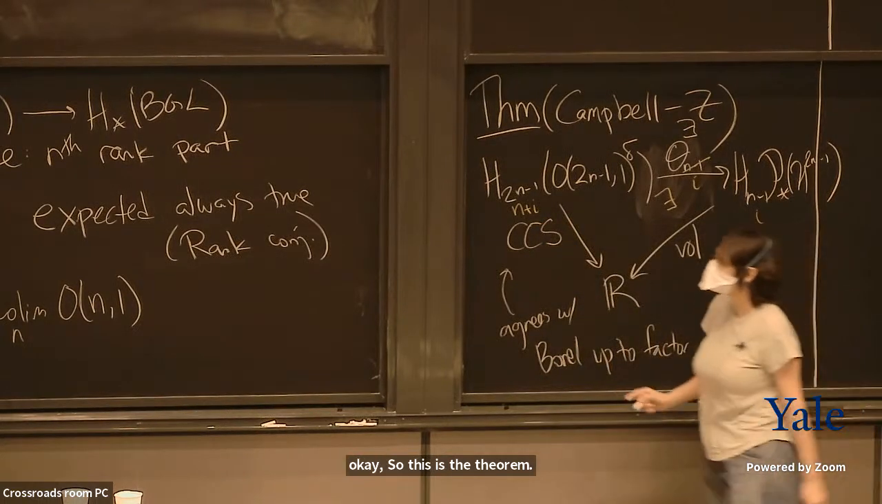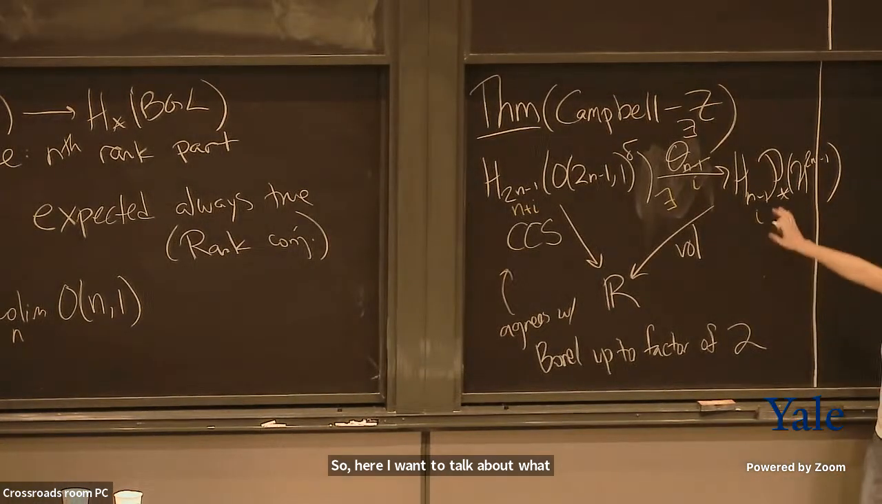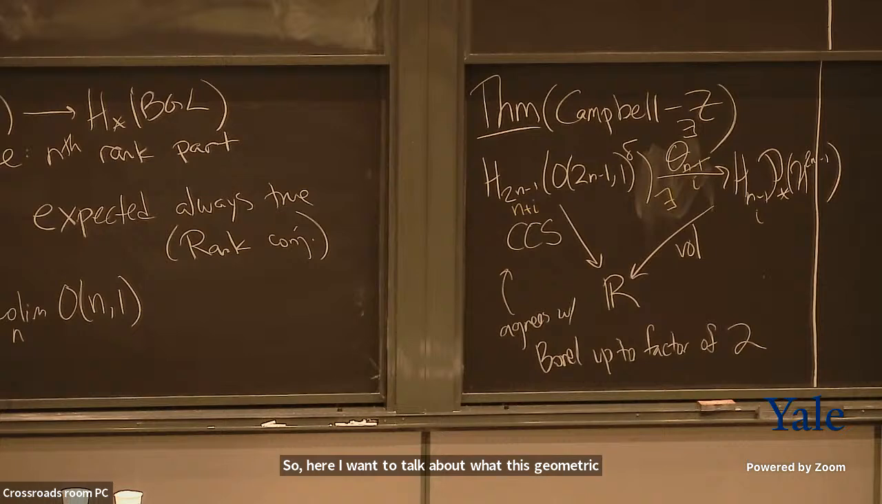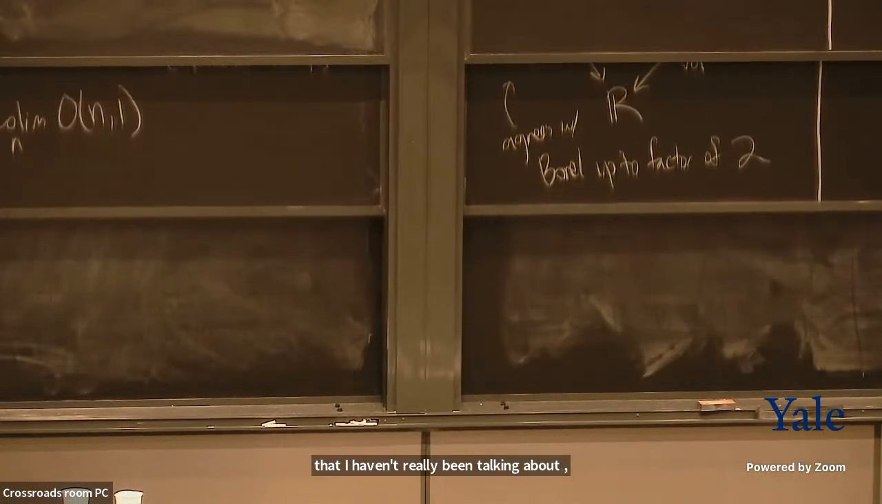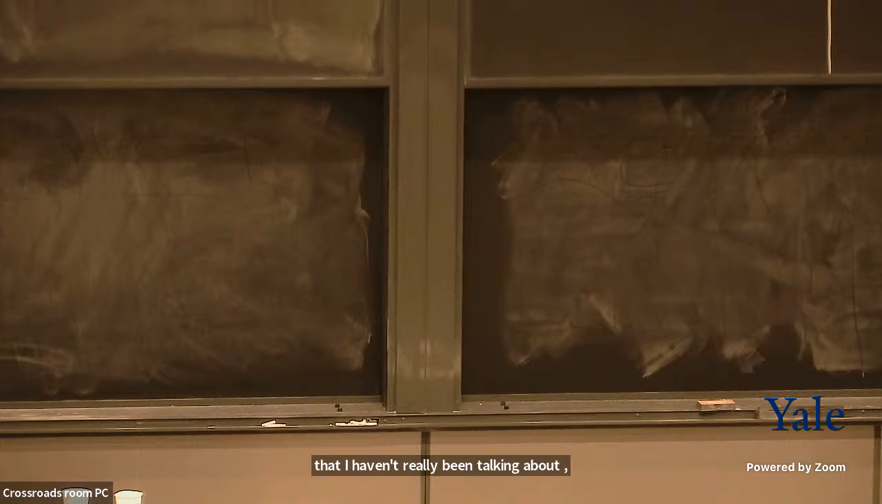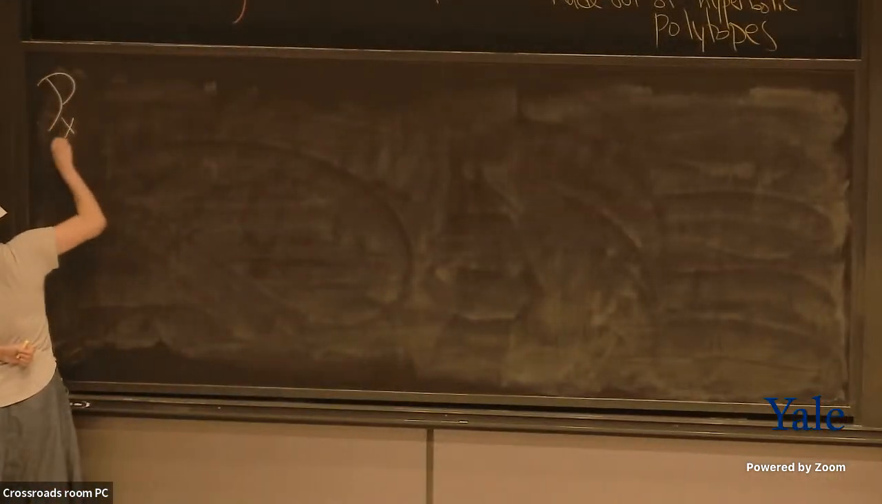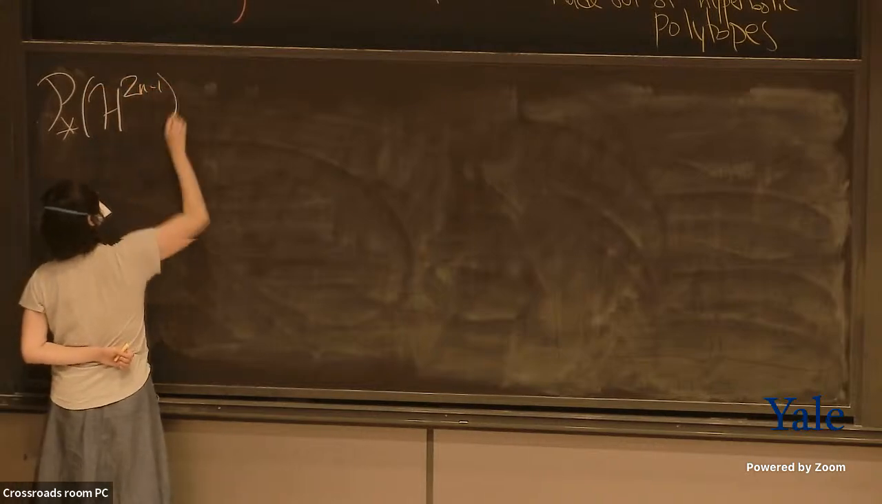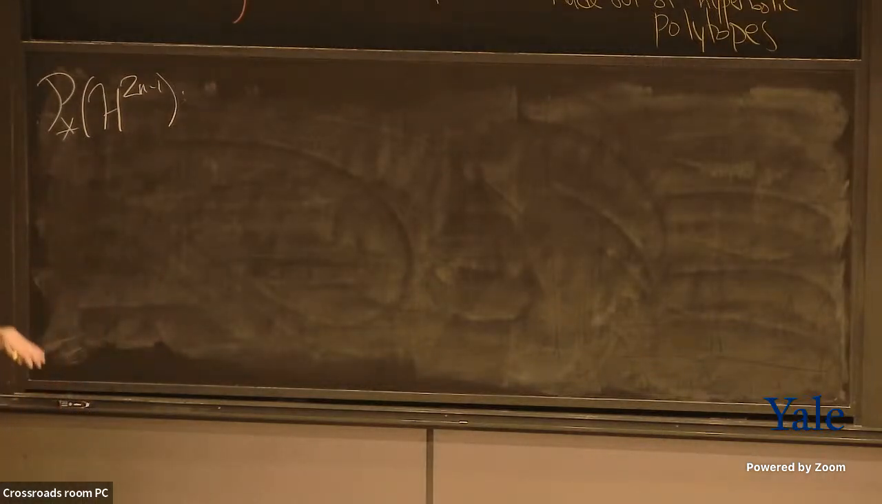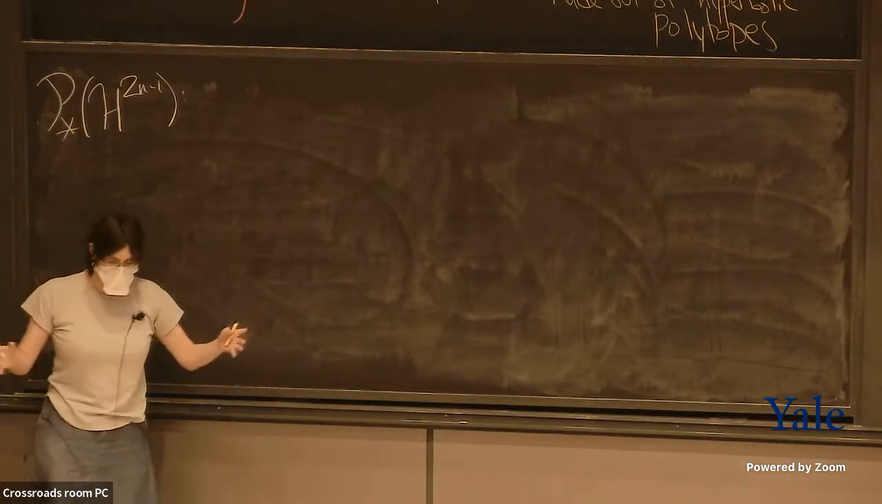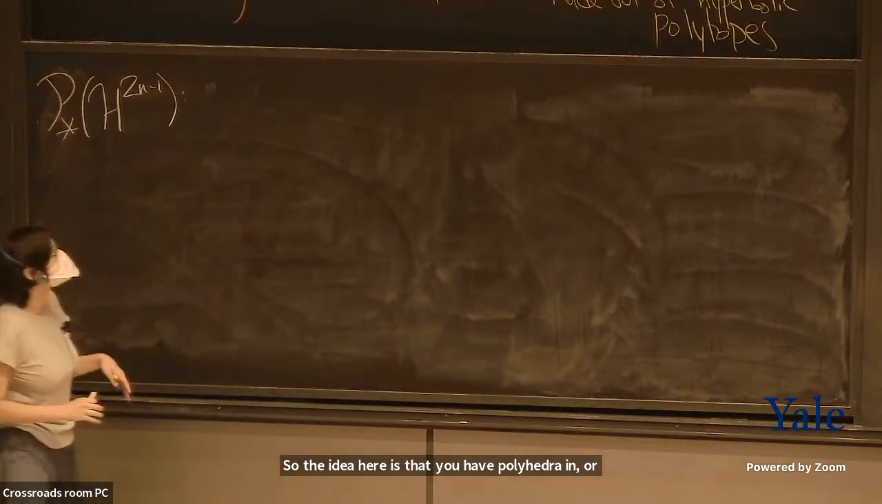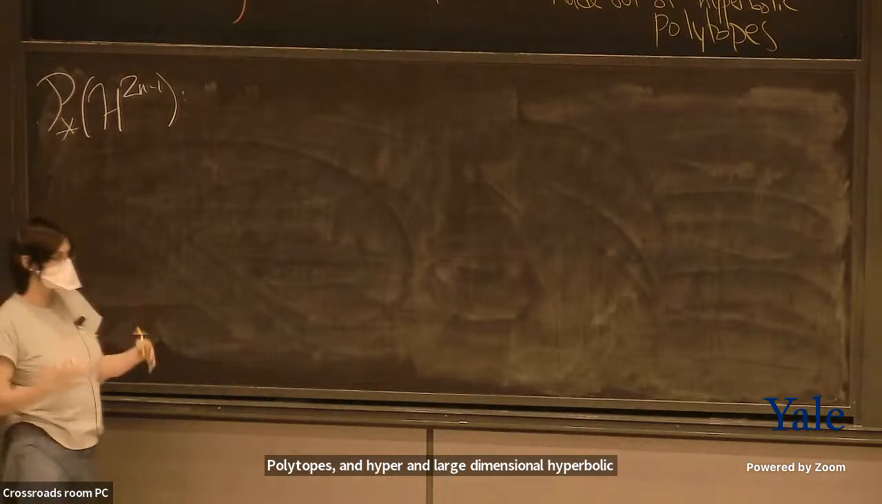Now that we've gotten here, I want to talk about what this geometric side means that I haven't really been talking about. Okay, let's see if I can do this. So what is this geometric sum? The idea here is that you have polyhedra, polytopes in large dimensional hyperbolic geometry, and you want to analyze how they're put together.